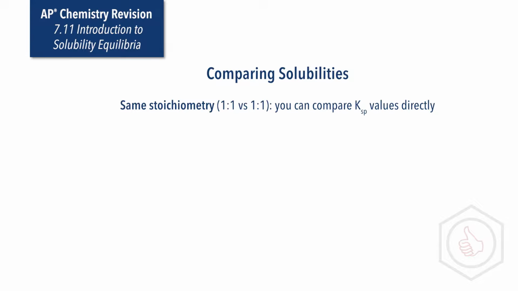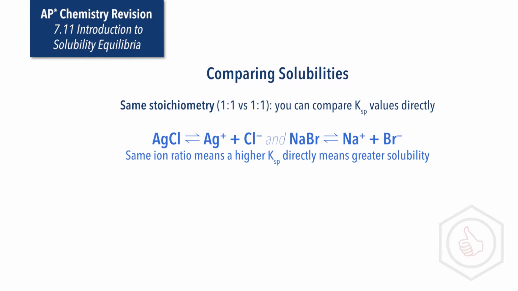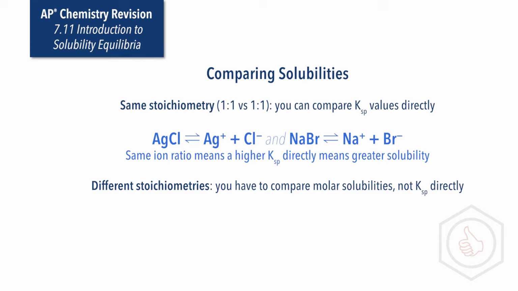For example, for AgCl and NaBr, the salt that has the higher KSP value will be more soluble, because both salts simply contain ions in a 1-to-1 ratio, so the one that has the higher KSP value is the more soluble salt. However, if the stoichiometries of two salts are different, we can't use KSP values directly to compare their solubility. Instead, we have to compare their molar solubilities.